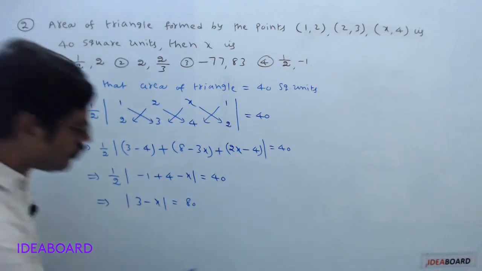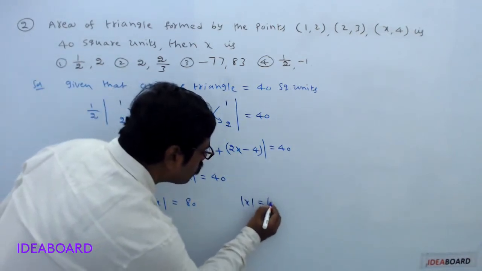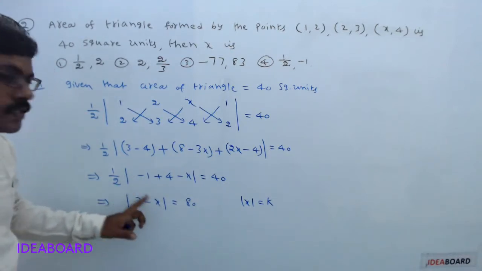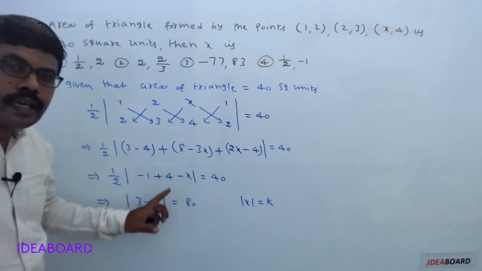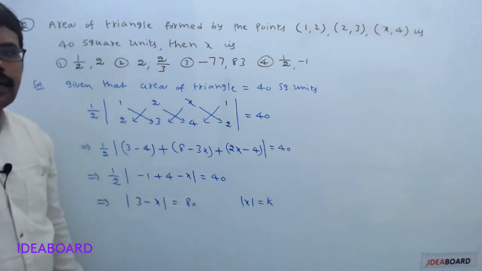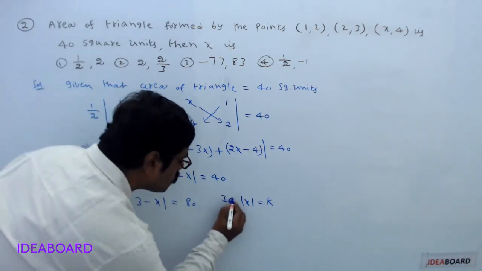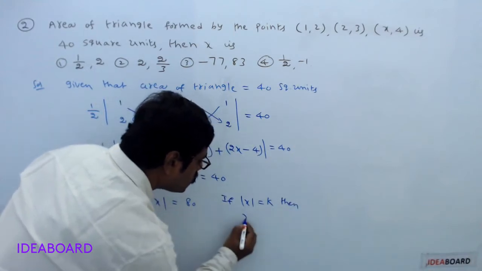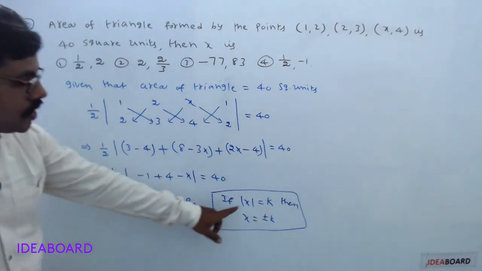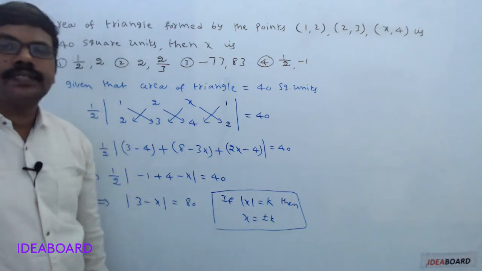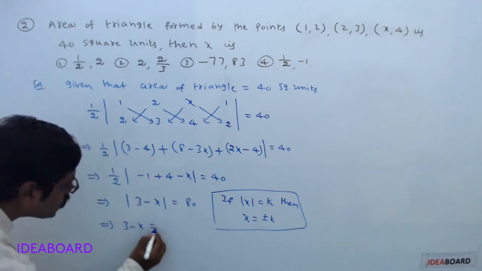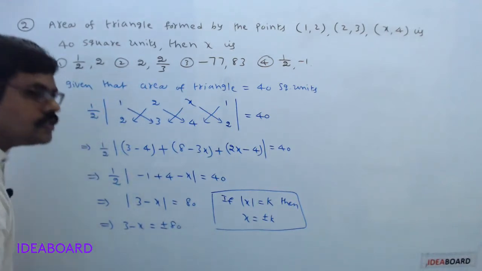Now this equation is of the form mod x is equal to some constant k. If you consider 3 minus x as x and this constant 80 as k, then this equation is of the form mod x is equal to k. If mod x is equal to k, then x is plus or minus k. What is the formula? If mod x is equal to k, then x equals plus or minus k. Now use this one. From this equation, 3 minus x can be taken as plus or minus 80.